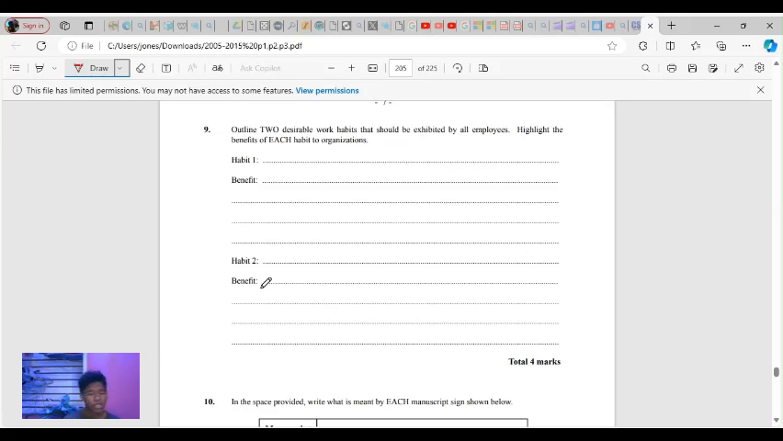The benefit of punctuality would be that it presents a very positive image of the organization. You're coming so early, and that would present such a good image of the organization to the general public.